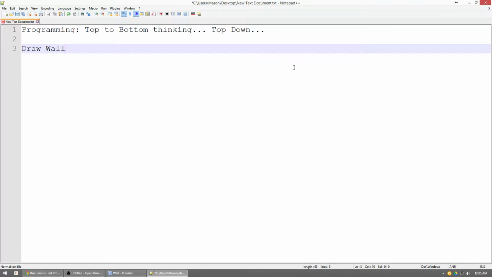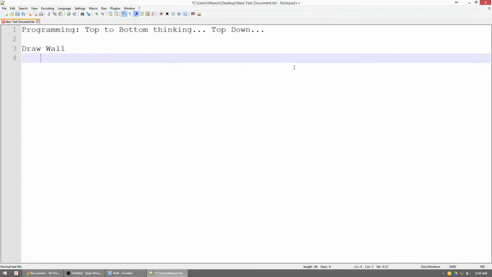Okay, so inside draw a wall, what do you typically do? We know that we need to have an even row and an odd row. So if you draw a wall, this is going to be the thinking method that you should go to when you're planning it. No coding. If you're thinking in coding, you're doing this wrong at this point. So whenever you draw a wall or you build a wall, you need to draw your rows.